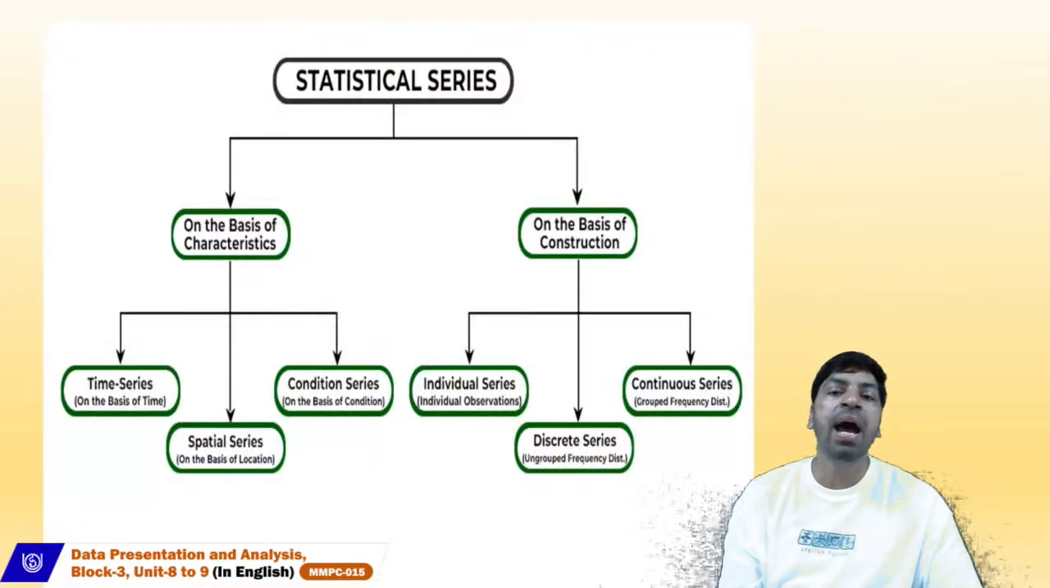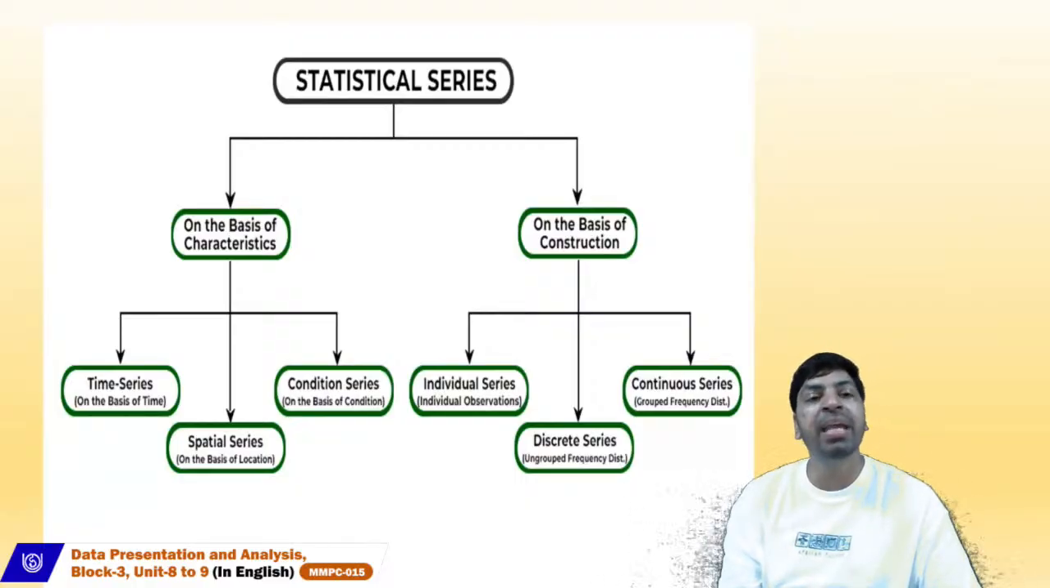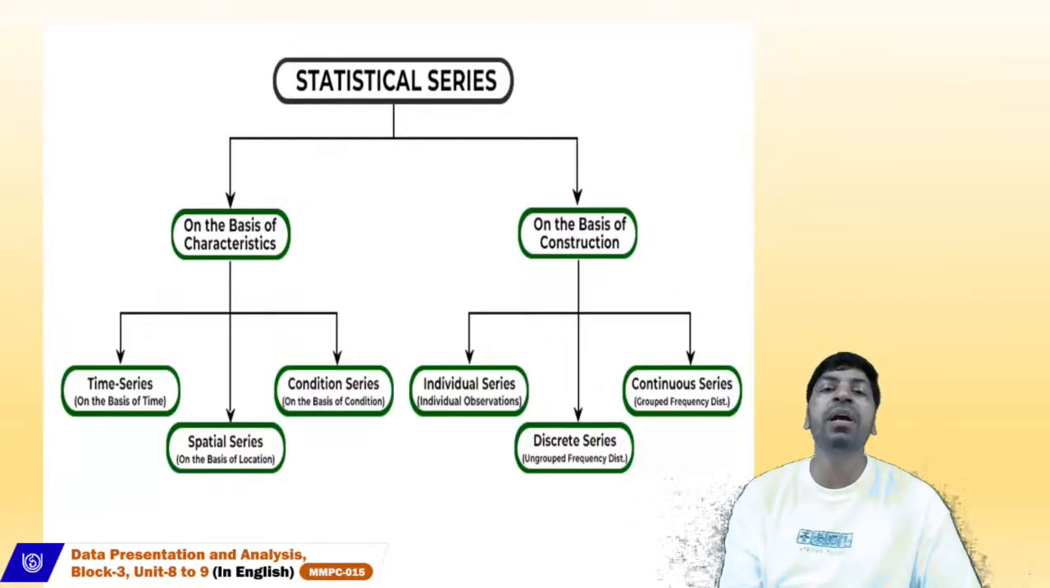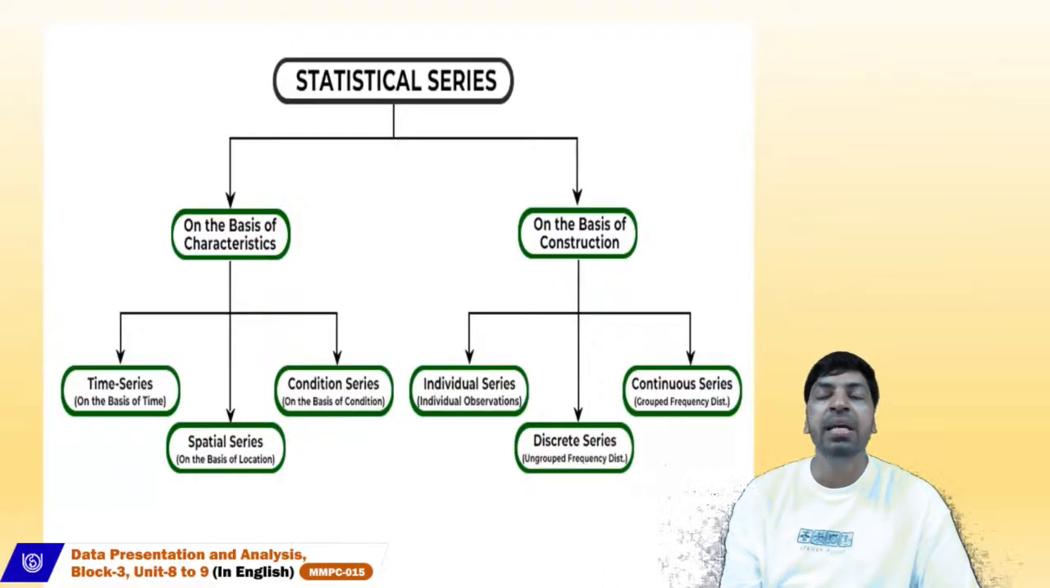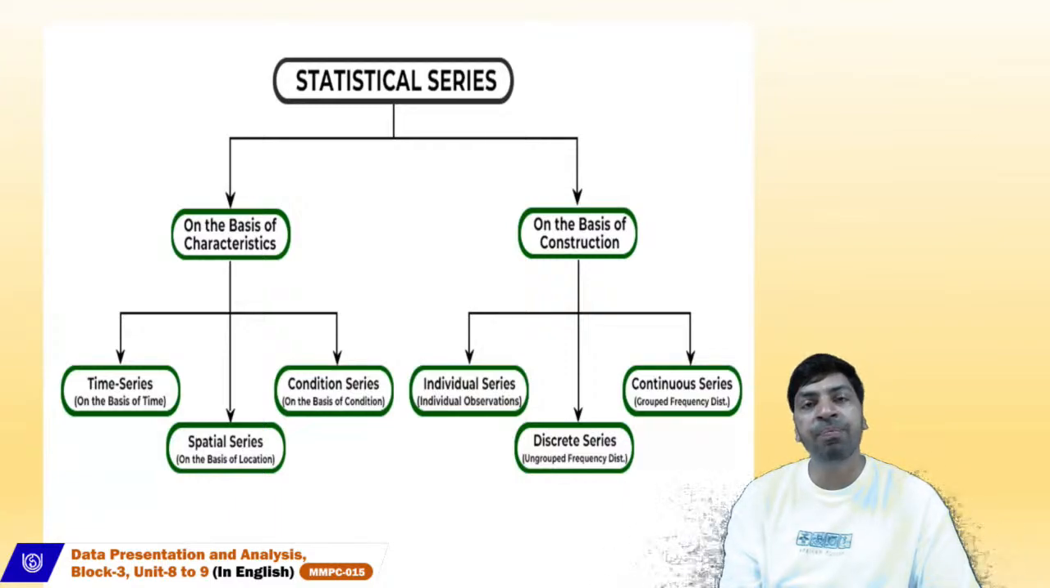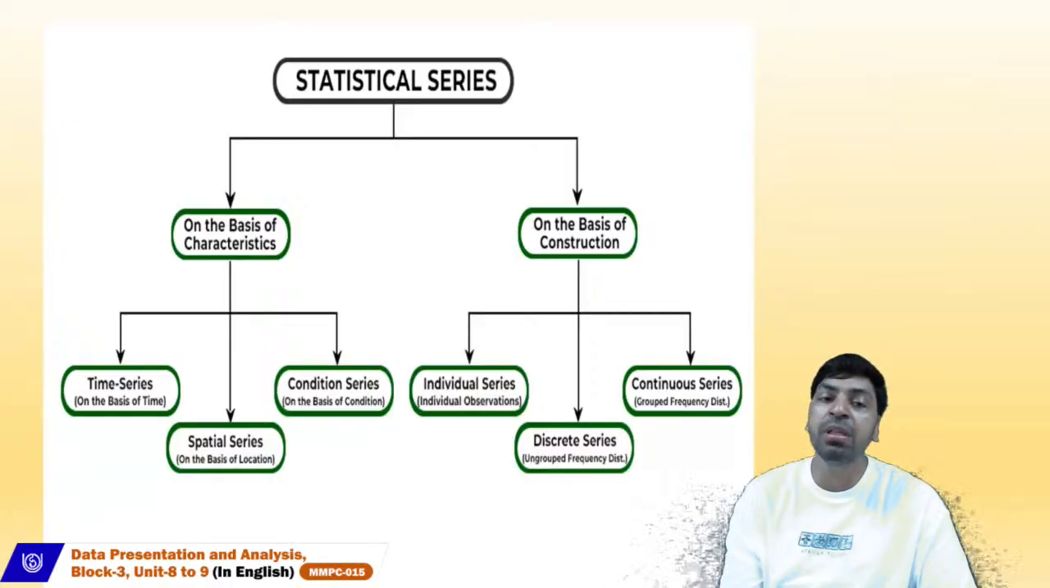So this is how I already told that statistical series is classified into two main bases: on the basis of characteristics, on the basis of construction. When we talk about on the basis of characteristics, we have three: the time series, spatial series, and condition series. Time series is the classification done on the time basis. Spatial series is done on the basis of location, and condition series on the basis of conditions.